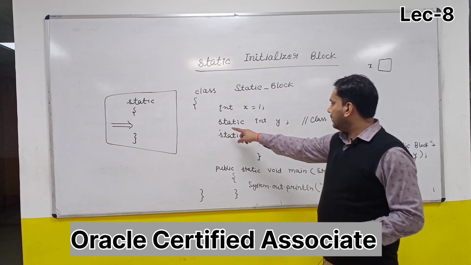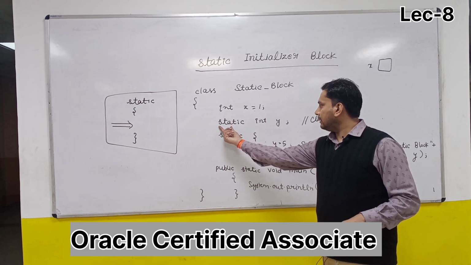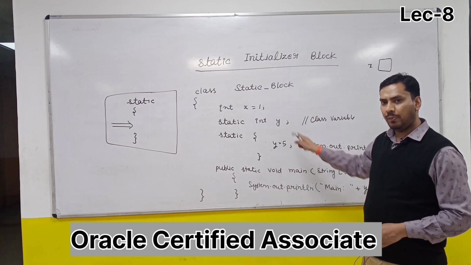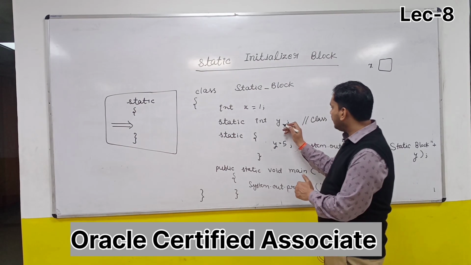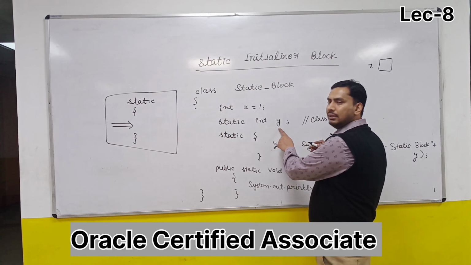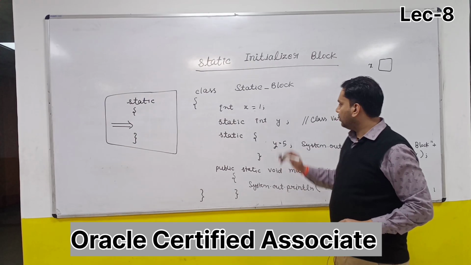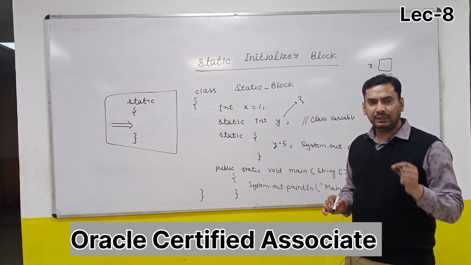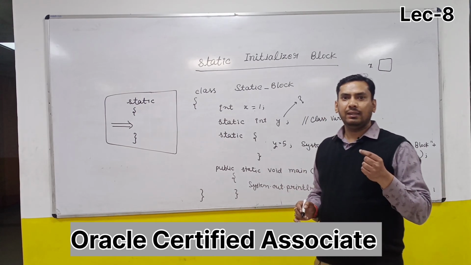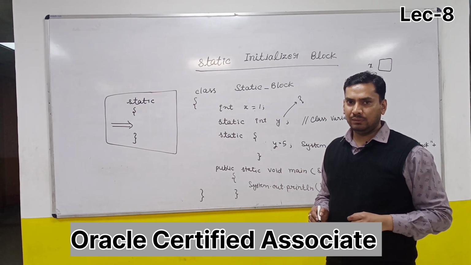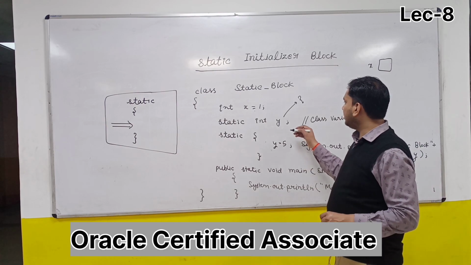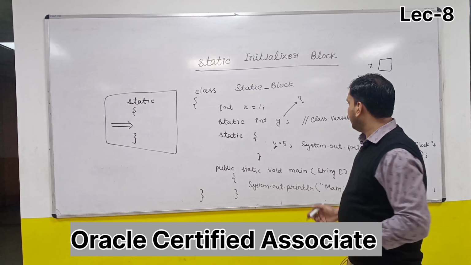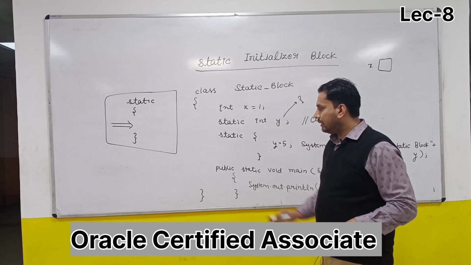So let's say in this class, if I talk about this static int y, this is the class variable, and I am not assigning any value to this variable y. So who is going to assign the value to this? The first responsibility is for the static initializer block, right? So we can use a static initializer block to assign the value here. So I have declared a static initializer block.